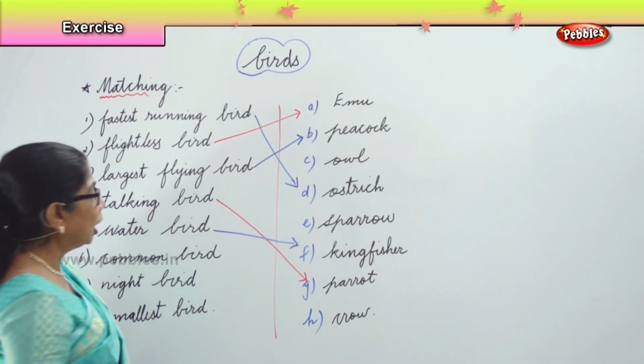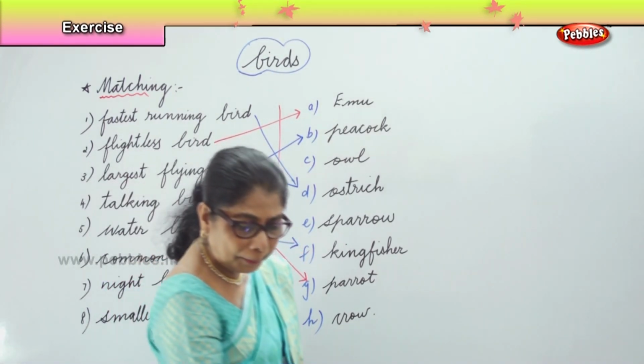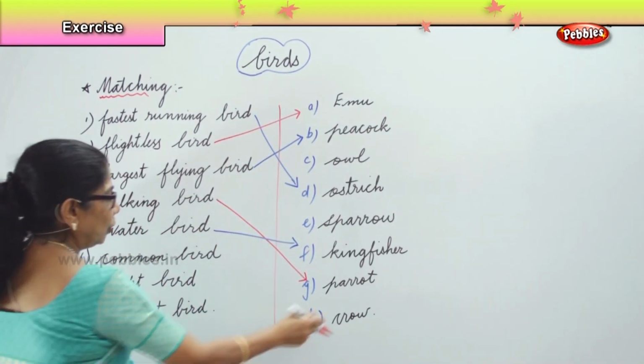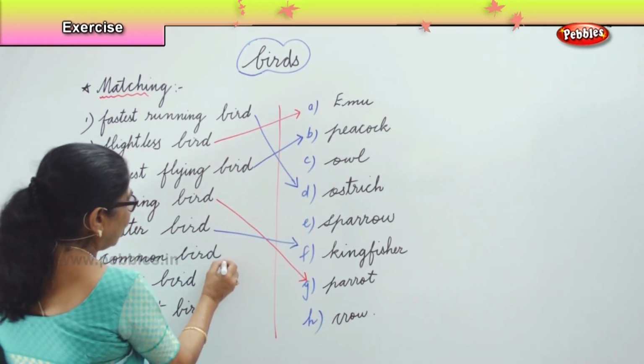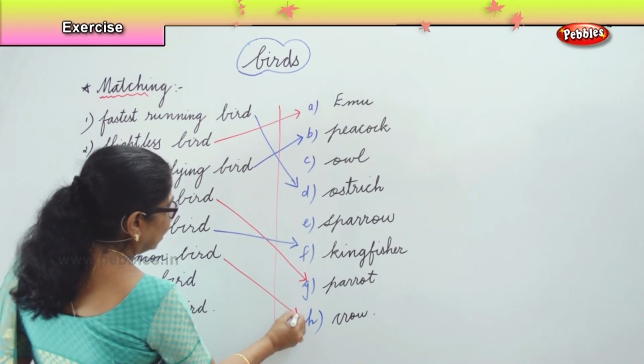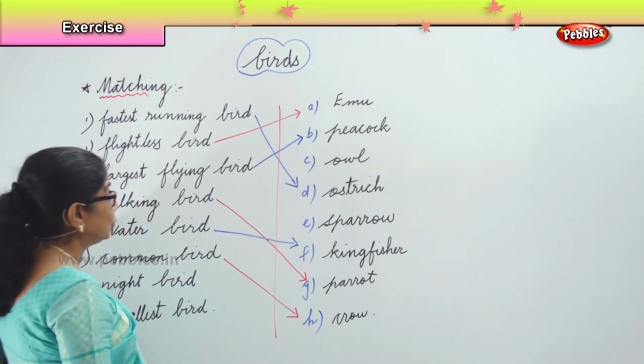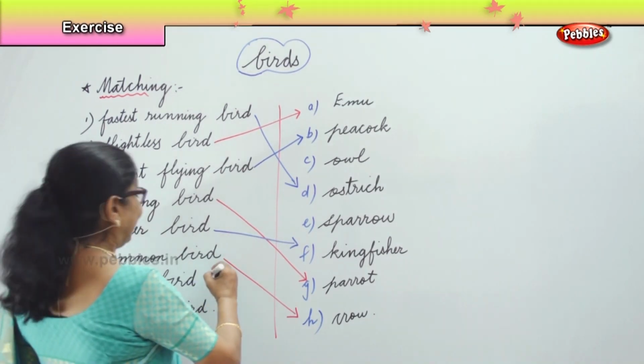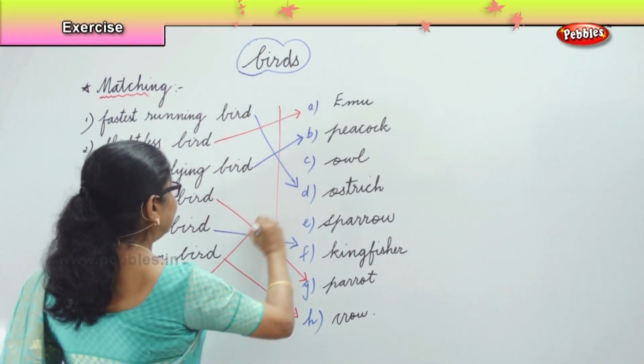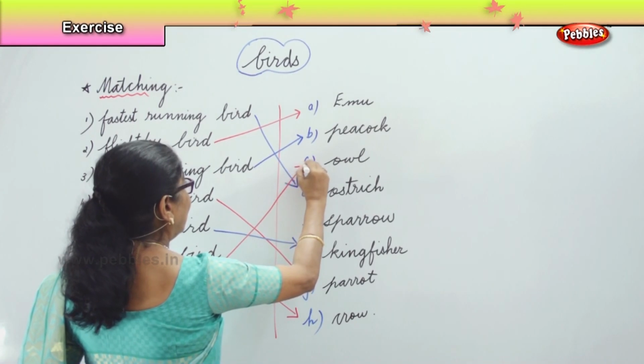Then we have a common bird. Which is the common bird that you see in and around your house? A crow. Common bird is a crow. Night bird, which is the bird that you see only at night, an owl. So night bird is an owl.